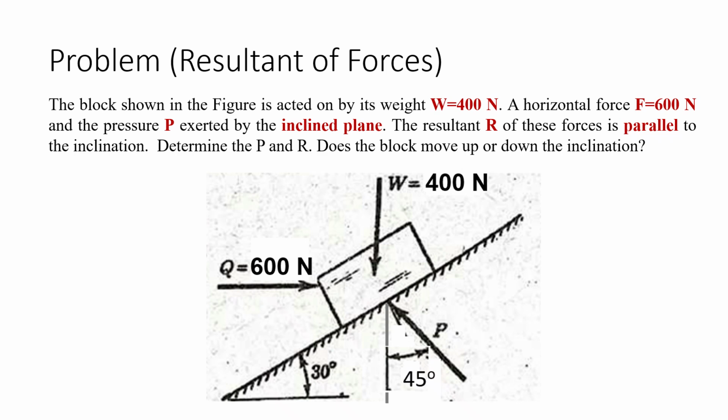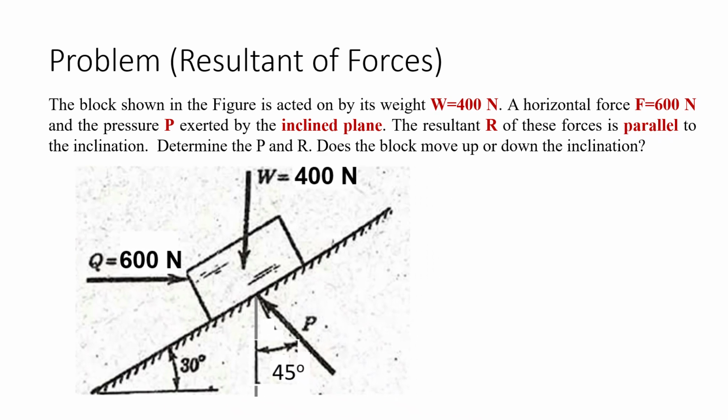So they have given this figure. From the figure we can see that this block is lying on this inclined plane, which is making an inclination of 30 degrees. On this block there are two forces acting. One is a vertical force because of its weight, that is 400 Newton, and there is a horizontal force applied on the block with a magnitude of 600 Newton. In addition to that, there is a pressure P exerted by this inclined plane or ground, which is making an inclination of 45 degrees with respect to the vertical axis.